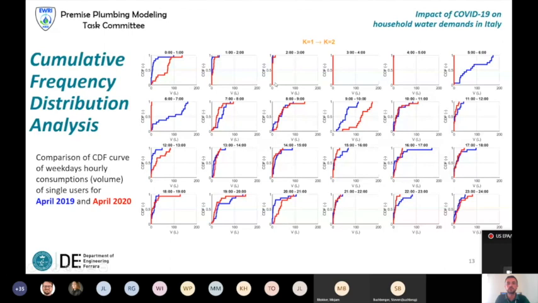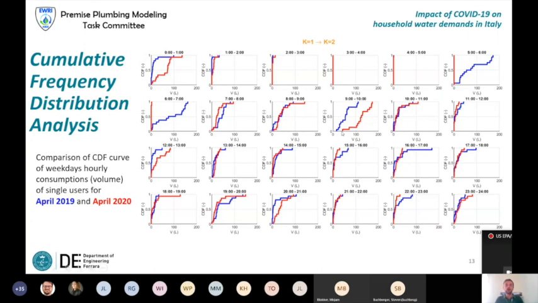The cumulative frequency distribution is characterized by almost null values, 0 values. In the pre-lockdown period, the blue line, water was significantly used in early morning hours at 6 a.m., 7 a.m., whereas during the lockdown period, the cumulative frequency distribution is once again still characterized by 0 values at these hours. If we move later on, we can immediately notice some sort of shift between these two cumulative distributions.